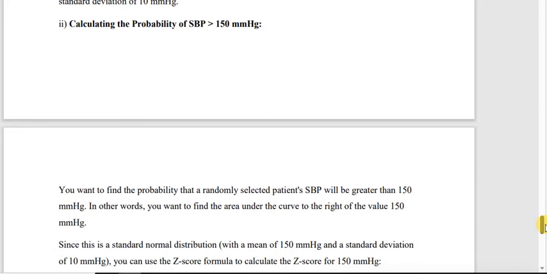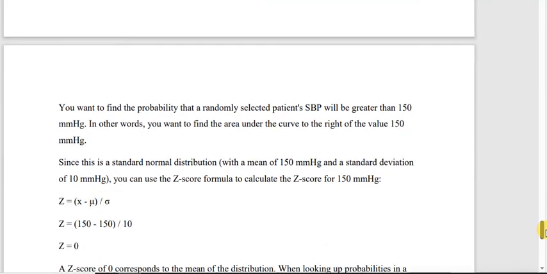So you understand the distribution of our sketch, how the data is distributed. From the mean going to the right is 50%, and from the mean going to the left is 50%, which is approximately 0.5 when you convert it into probability in decimals. So if you want to find the probability that a randomly selected patient will have greater than 150 mmHg, in other words, you want to find the area under the curve to the right of the value 150. Since this is a standard normal distribution with a mean of 150 mmHg and a standard deviation of 10, you just substitute in your Z formula.